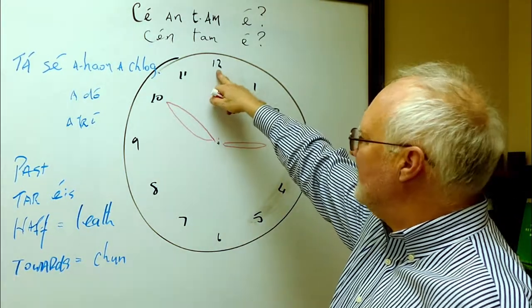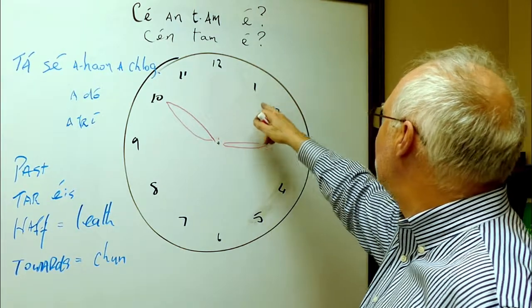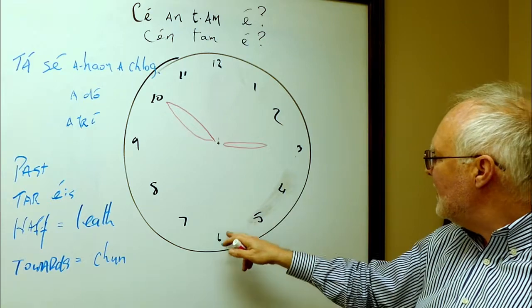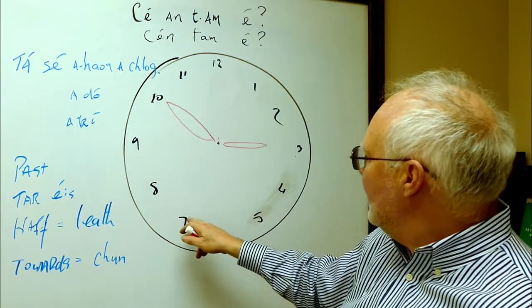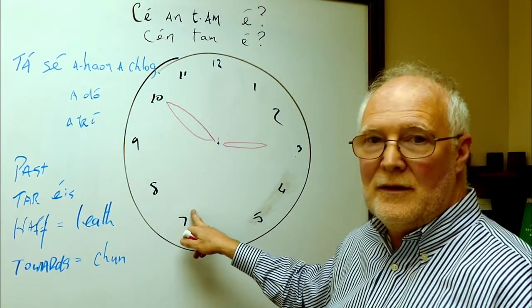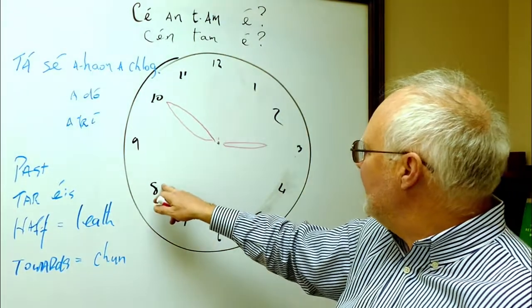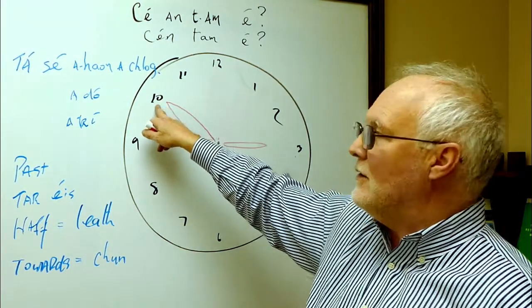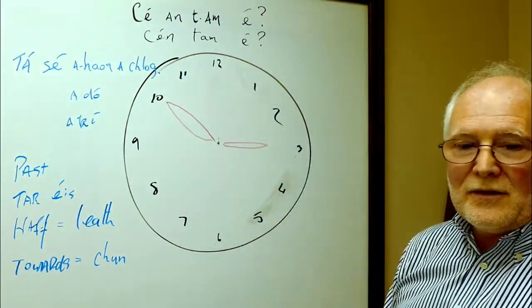If it was 3 o'clock, tá sé 3 o'clock. Tá sé 5 tar éis 3, tá sé 10 tar éis 3, tá sé leath tar éis. But then, tá sé 5 chun a ceathair, tá sé 10 chun, tá sé 5 chun, and tá sé 4 o'clock.